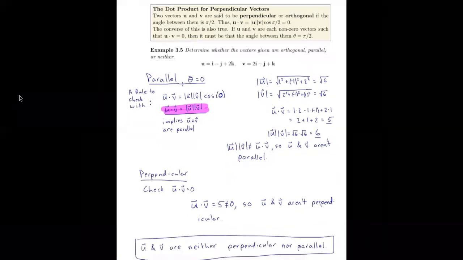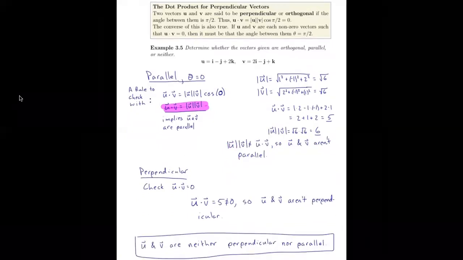Now, perpendicular. Well, perpendicular is the easier check. In other words, all we have to look for is whether or not the dot product is 0. Well, in this case, we've already calculated the dot product u dot v. We found that it was 5. 5 is not 0, so u and v aren't perpendicular either. Therefore, u and v are neither perpendicular nor parallel. So that's it for this type of problem.